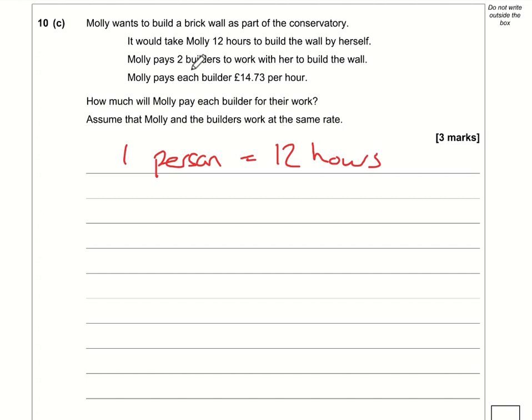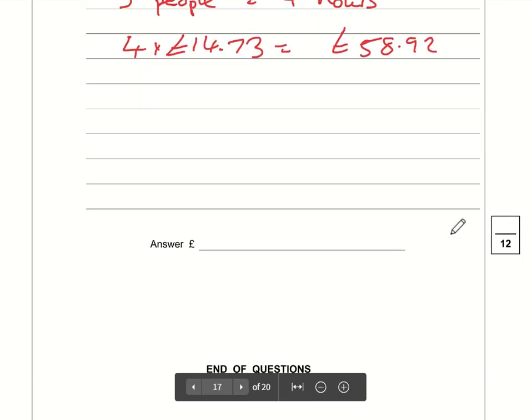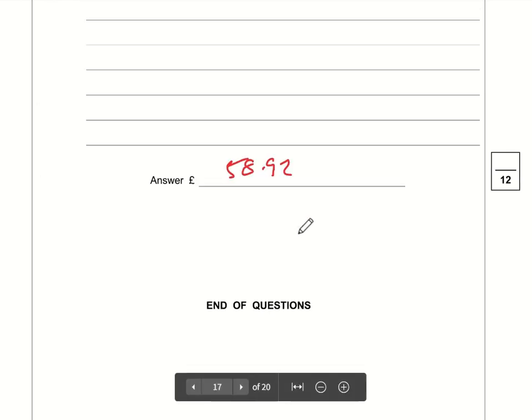Okay, but if she's getting 2 builders involved along with her, then that's going to be 3 people on the job. So that will mean the job will get done 3 times faster. So we need to divide this by 3, not multiply it by 3. So it's going to take less time. So it's 4 hours. So Molly's going to work for 4 hours and 2 builders are each going to work for 4 hours. So if each builder's working for 4 hours, then she needs to pay each builder 4 lots of £14.73, and 4 times £14.73 comes to a total of £58.92. So that is our final answer, £58.92, and that is the end of this assessment.